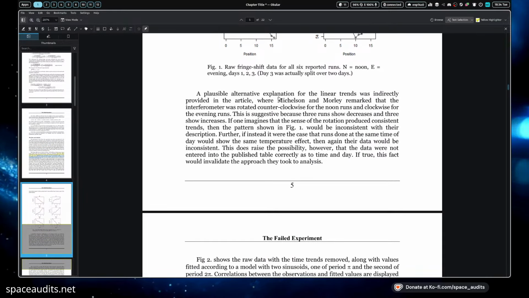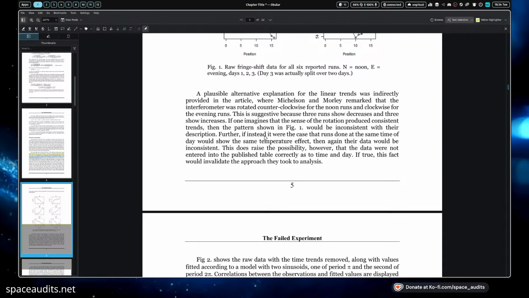A plausible alternative explanation for the linear trends was indirectly provided in the article where Michelson and Morley remarked that the interferometer was rotated counterclockwise for noon runs and clockwise for evening runs. This is suggestive because 3 runs show a decrease and 3 show an increase. If the sense of the rotation produced a consistent trend, then the pattern shown in figure 1 would be inconsistent with their description.